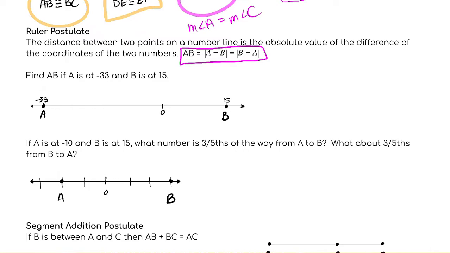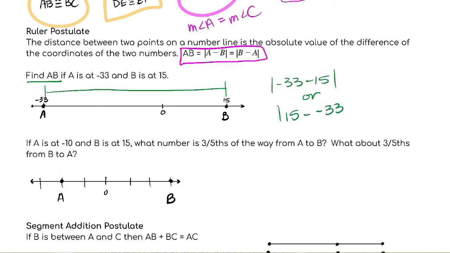Here's an example question. It says find AB. So we want the length of AB as a number if A is at negative 33 and B is at 15. So we're looking for the distance between these 2 points. So the ruler postulate states that we could do the absolute value of the difference. So we could do the absolute value of negative 33 minus 15, or the absolute value of 15 minus negative 33. So whichever one we want to do is fine. And you would just simplify that.